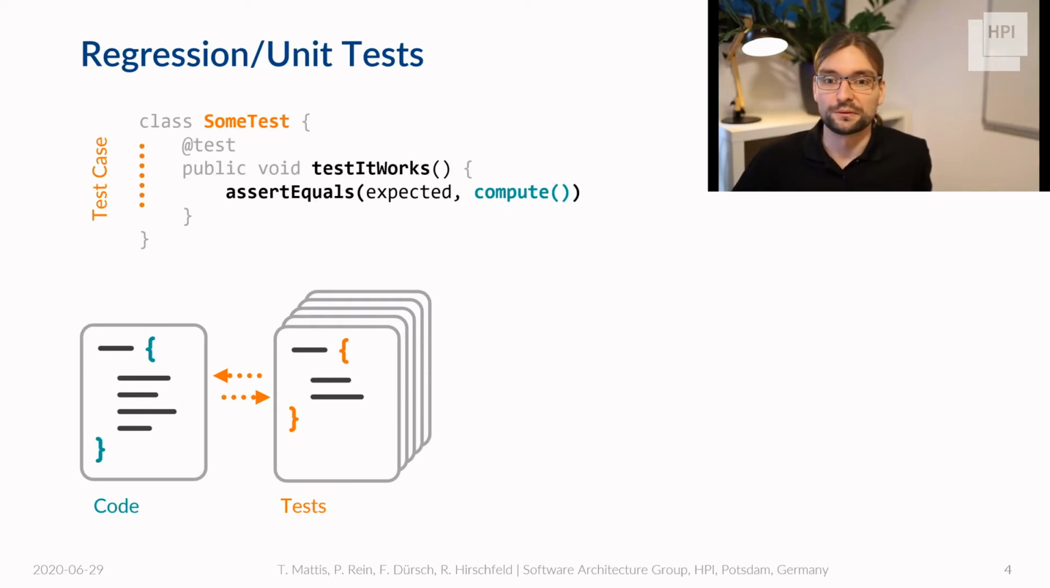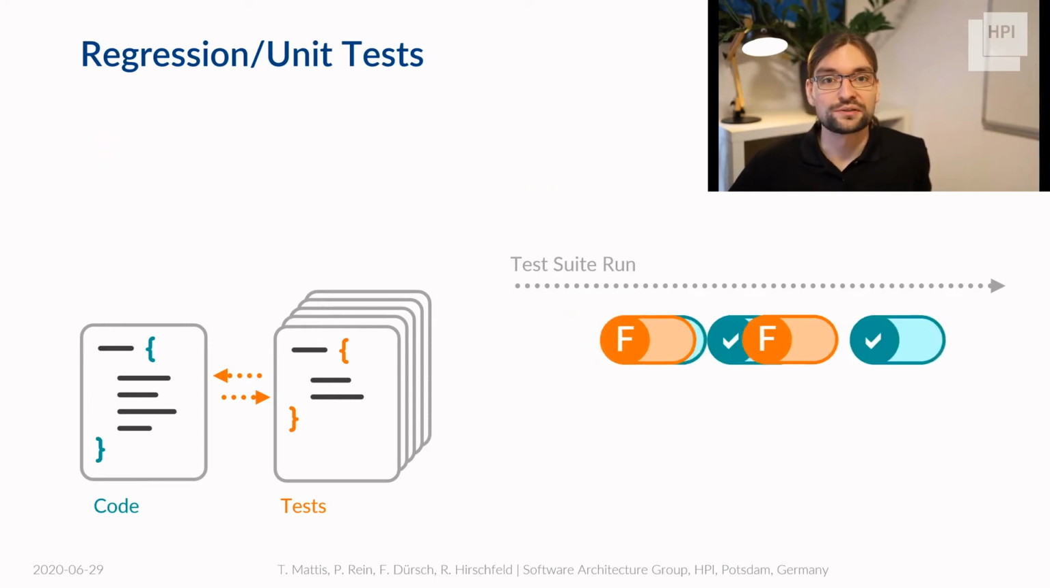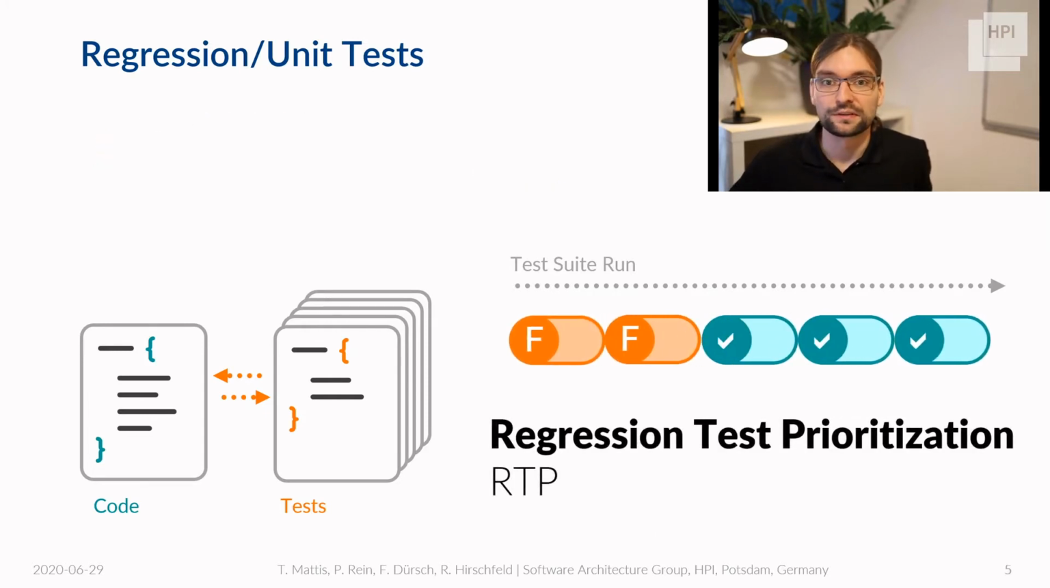One problem here is that running these tests takes a lot of time. So we might detect faults which we introduce into our production code later in the build cycle when they're harder to fix. And the goal of regression test prioritization is to run first those tests which are most relevant to our current task, so that we can detect faults earlier, get immediate feedback on what went wrong, and repair them when it's easier.